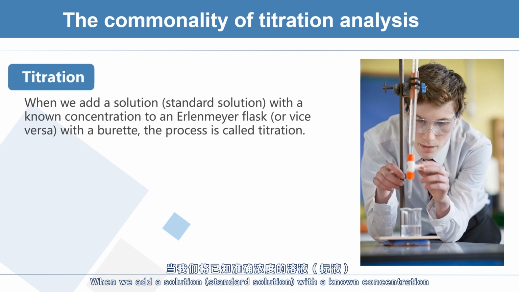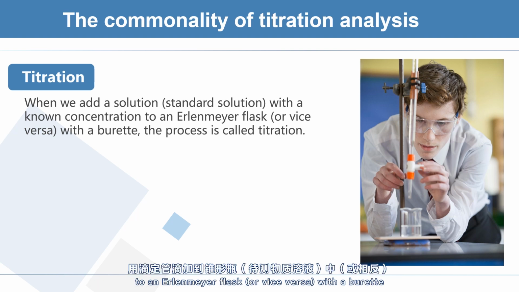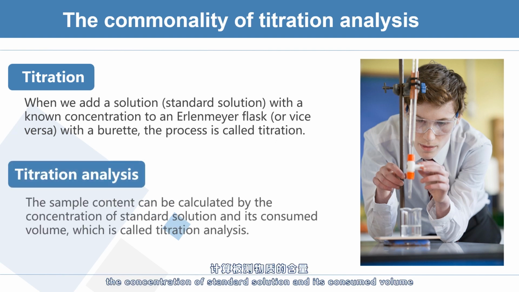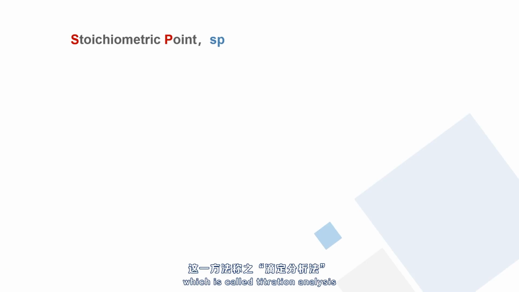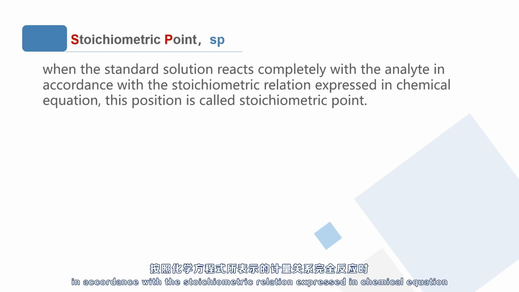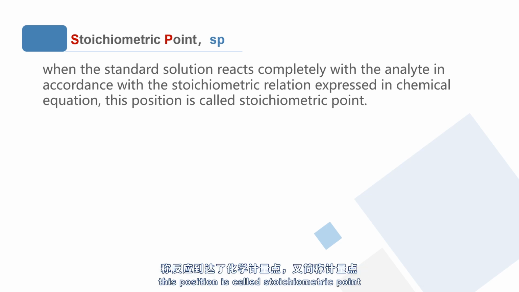When we add a solution with a known concentration to an Erlenmeyer flask with a burette, the process is called titration. The sample content can be calculated from the concentration of the standard solution and its consumed volume, which is called titration analysis. In the process of titration, when the standard solution reacts completely with the analyte in accordance with the stoichiometric relation expressed in the chemical equation, this position is called the stoichiometric point, usually represented as Sp.